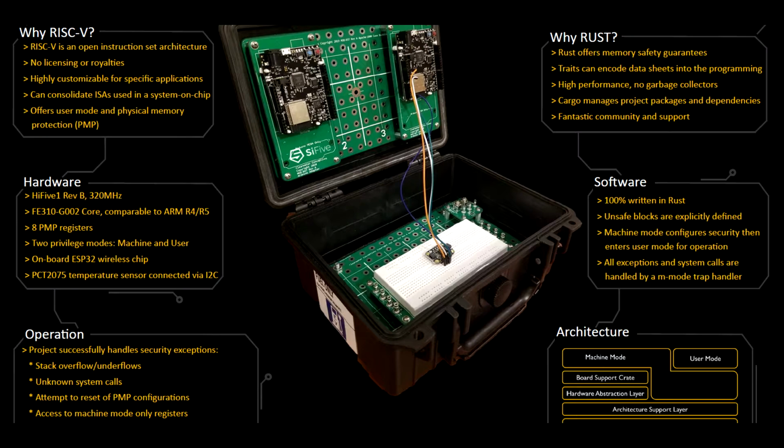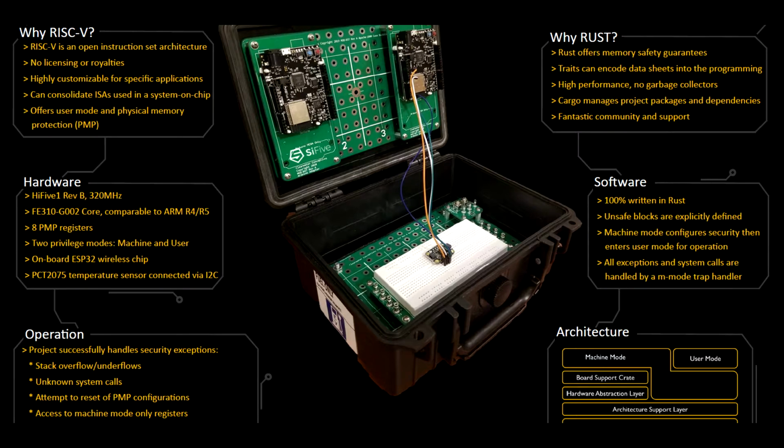On the software side, the Rust systems programming language offers memory safety guarantees through default immutability and strict ownership rules. Rust is not as mature as C yet, but its traits feature, performance, and fantastic community support make it a great language for embedded systems. In fact, Rust is my favorite language that I have ever used.